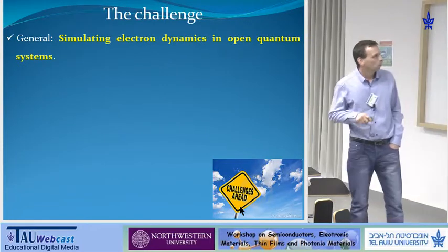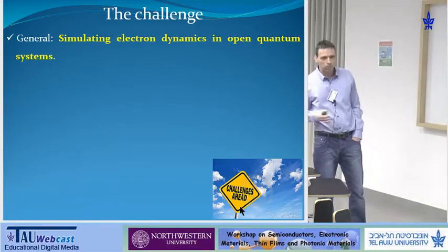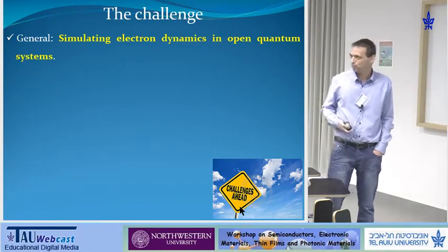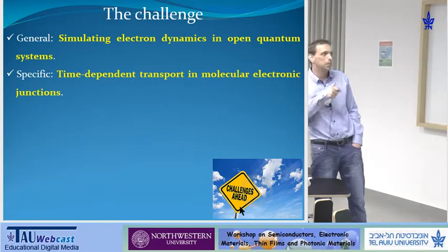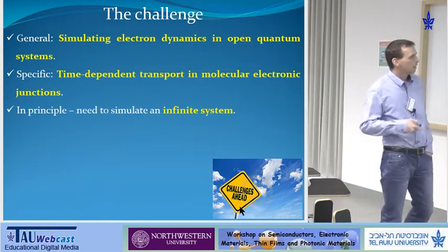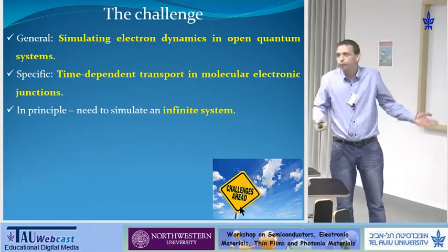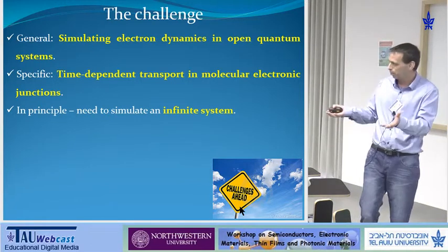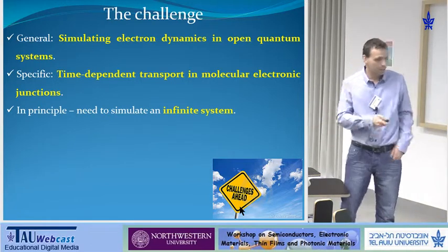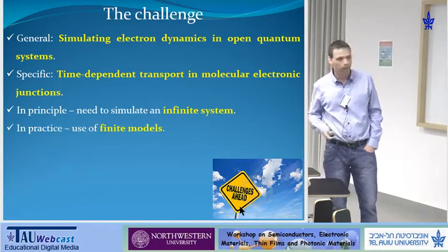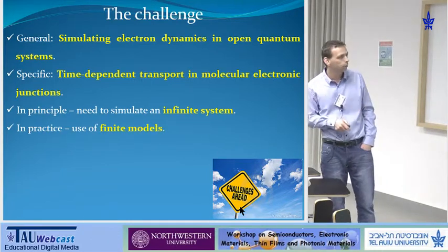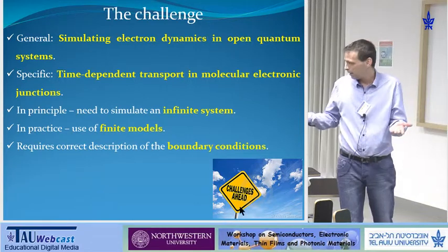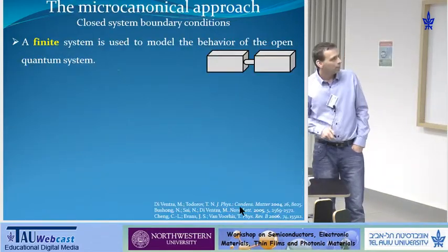So dynamics is important. What is the challenge? The general challenge that we want to tackle is to simulate electron dynamics in an open quantum system. This is a big challenge. We cannot tackle all of it. More specifically, we would like to talk about time-dependent transport in molecular electronics junctions. So in principle, we need to simulate an infinite system. We have a semi-infinite lead on one side, a semi-infinite lead on the other side, and a molecule somewhere in between, and we want to simulate that. This is a little problematic for us. We cannot simulate infinite systems. Therefore, in practice, we use finite model systems, and for that, we have to put in the correct boundary conditions in order to effectively open the system. And this is a big challenge.